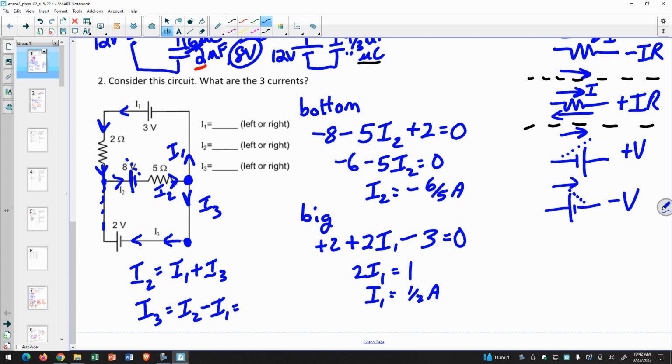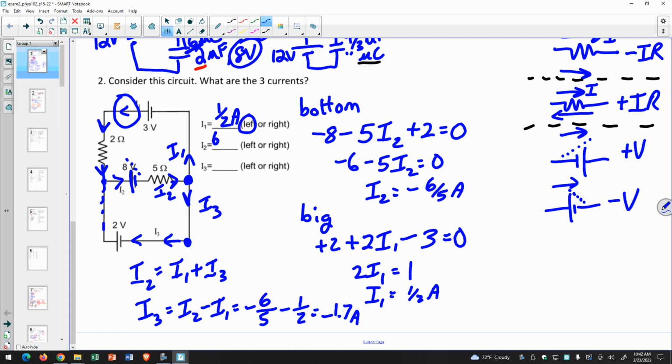That's going to be negative 6/5 minus 1/2, which is negative, what's that, 12 tenths and 5 tenths, negative 17 tenths, negative 1.7 amps. Now I can report my values. I1 is 1/2 amp. Because it's positive, I1 is the direction that I chose it to be, so it's going to be to the left.